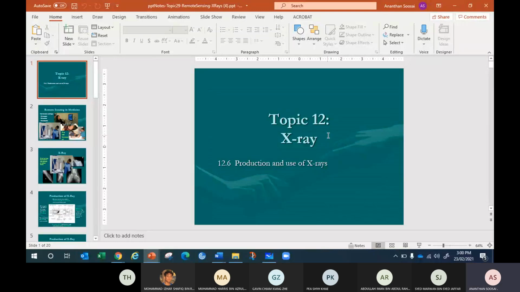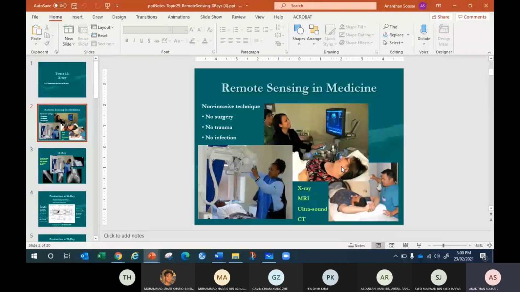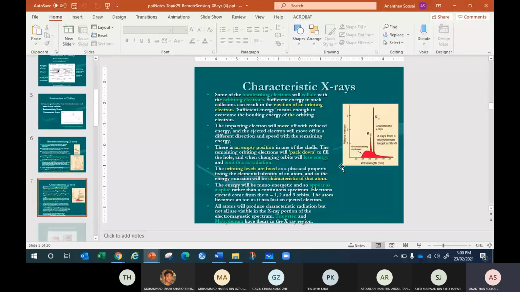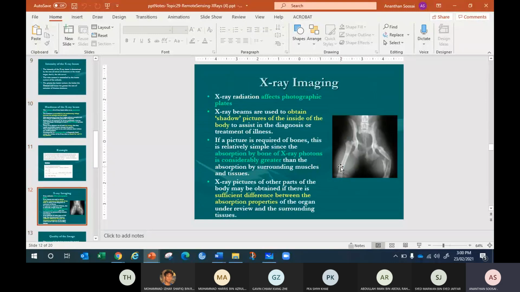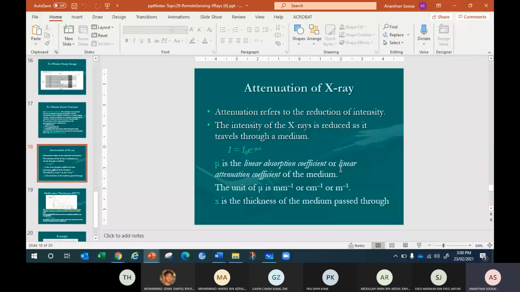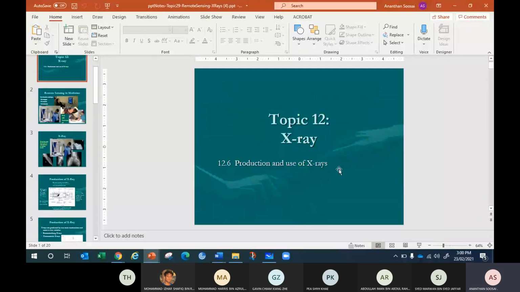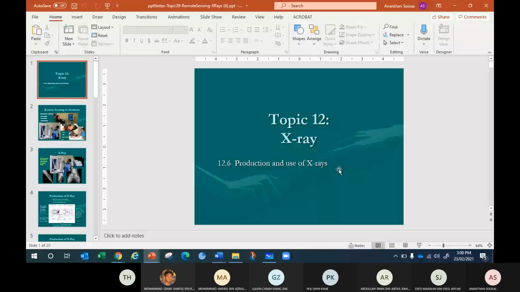So you know what X-ray is? This is another medical imaging technique we're going to learn tomorrow. So it's also another facts. You can read through yourself first, and we can discuss tomorrow. Any questions? No questions? I have a question regarding the photoelectric emission.